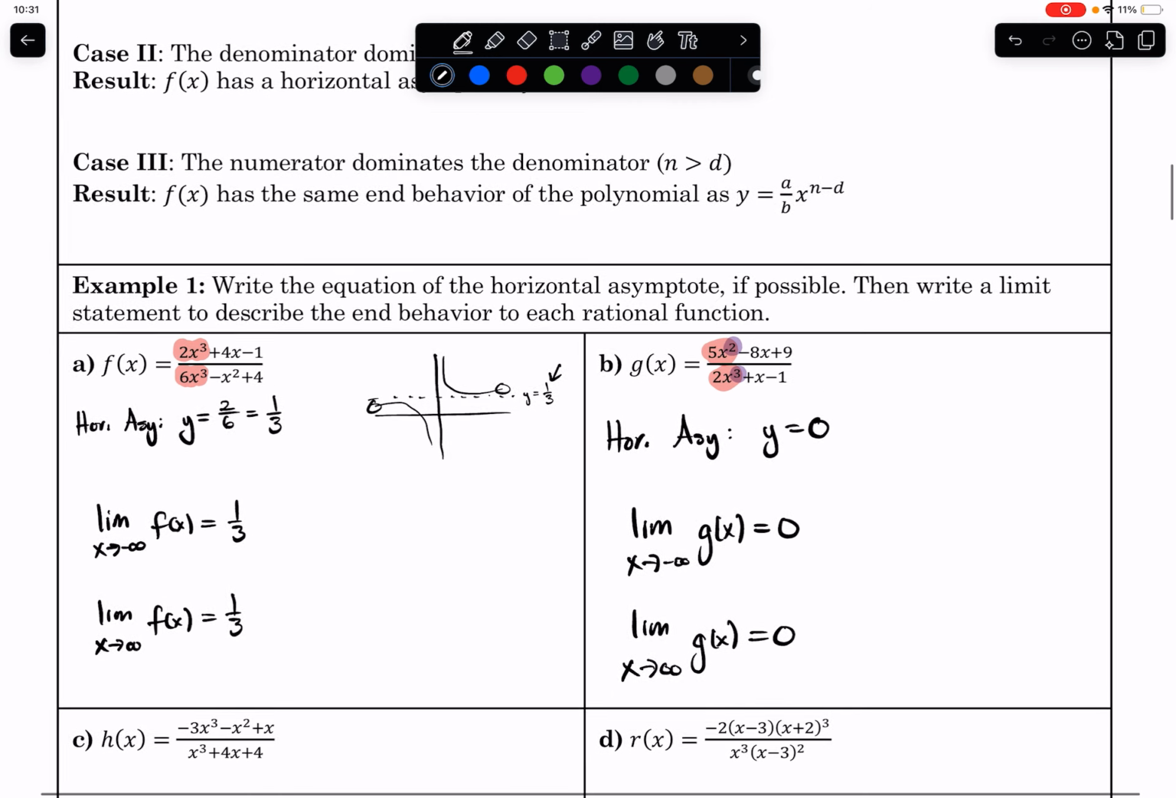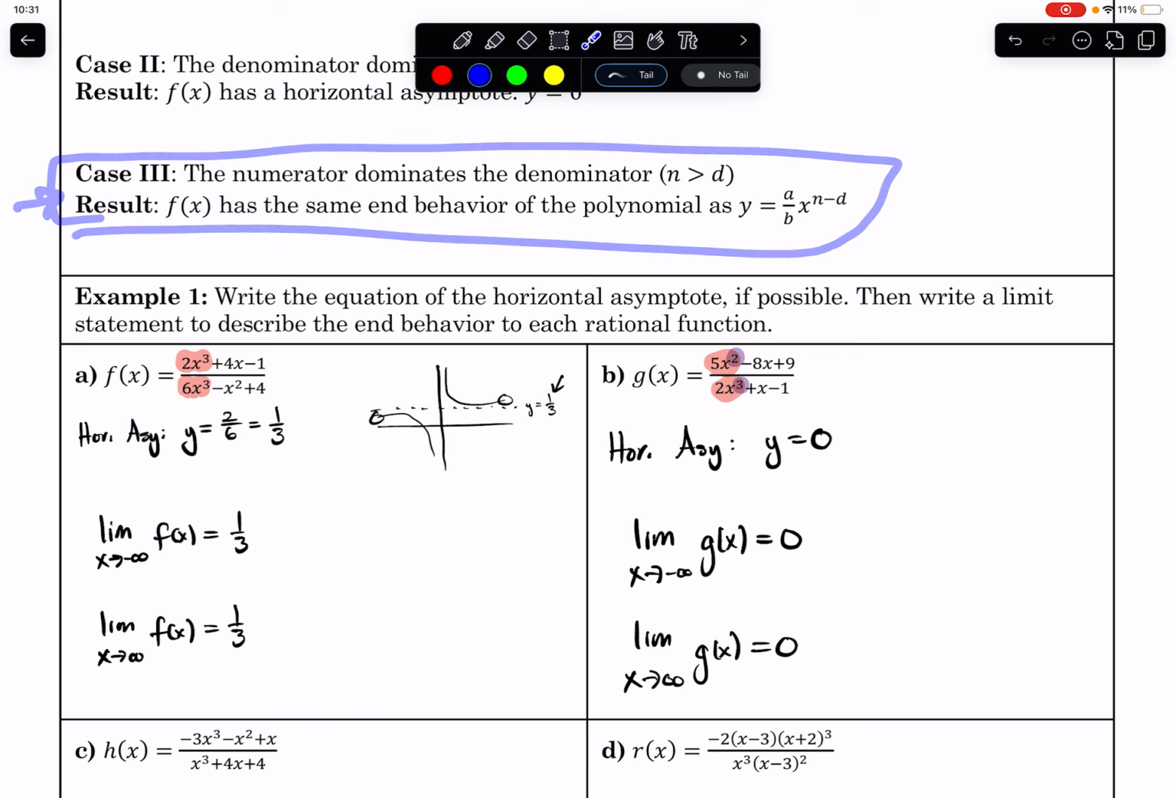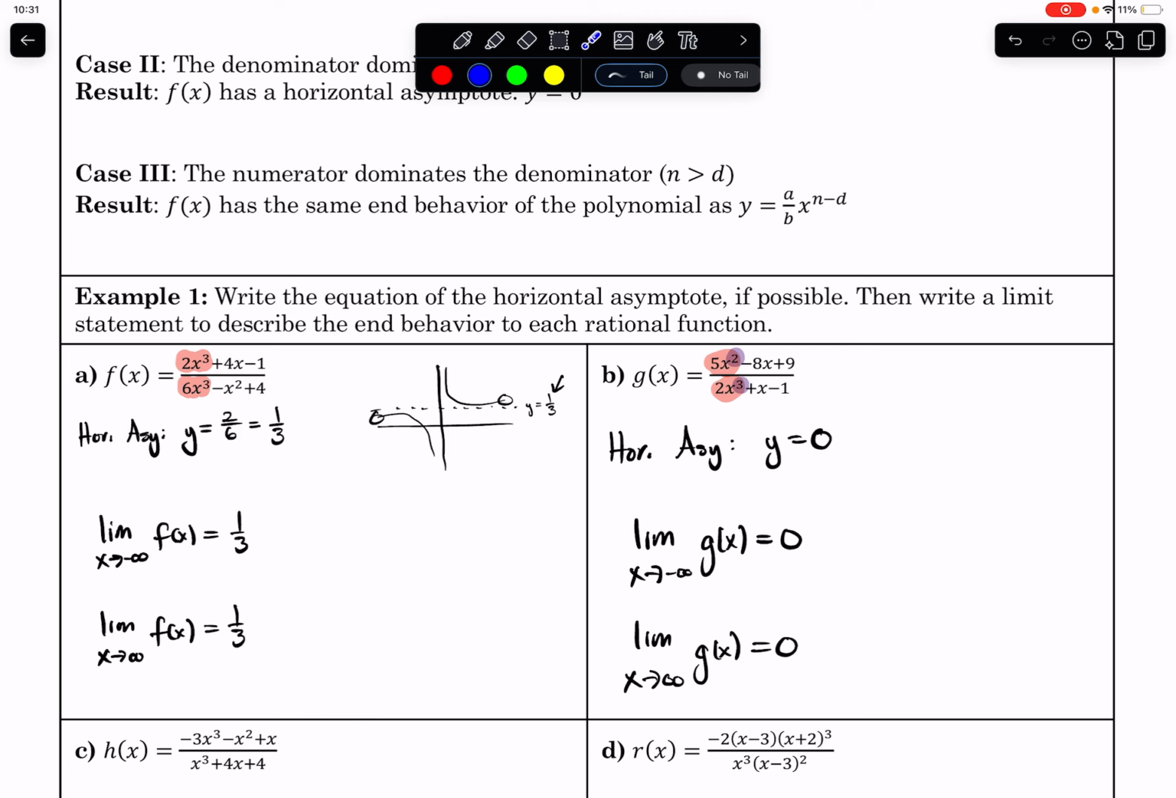Now, the third case, we won't talk about right now, it's on the next page, okay? So let's postpone this one for right now. But this last case simply states if it's the other direction. If the numerator dominates the denominator, okay, it is not going to have a horizontal asymptote, but instead the end behaviors are going to behave according to what the equation to this ratio will be, okay? It will be a over b, but you'll have to subtract this to see what that's going to look like. And we'll talk about that on the next page.